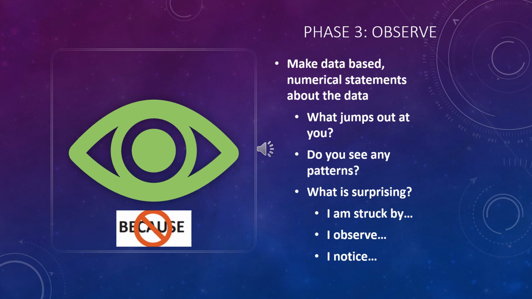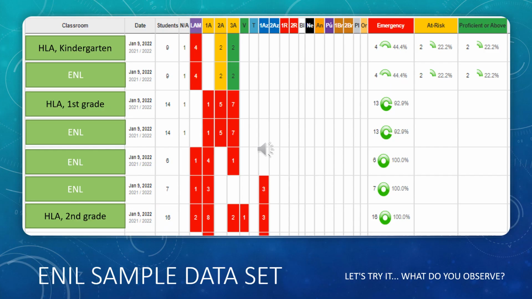During the observation phase, you may say something like, 4 of my students are at level 3 amarillo and 6 are at verde. Or you may say, of my 18 students, 8 require emergency intervention. Let's try it. This is an Enil data wall by classroom for one of the district schools. Take 2 minutes to view the data for the home language arts classroom. What do you observe from this data set?